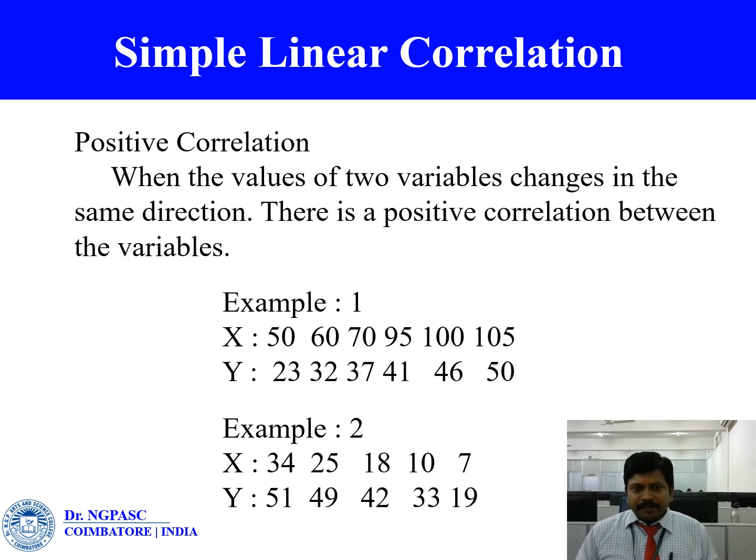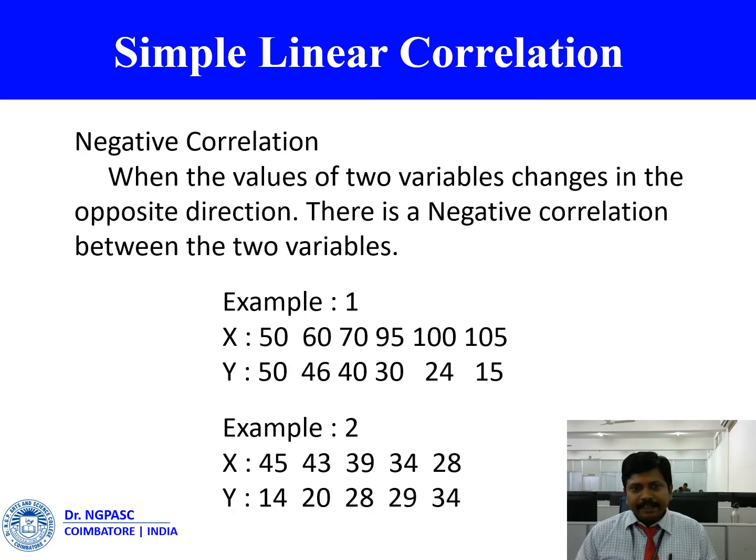Positive correlation means when the values of two variables change in the same direction, we call it positive correlation. There is a positive correlation between the two variables. For example, in this example, x values are increasing, and y values are increasing. Similarly, in the second example, x values are decreasing, and y values are decreasing. These two examples are examples of positive correlation.